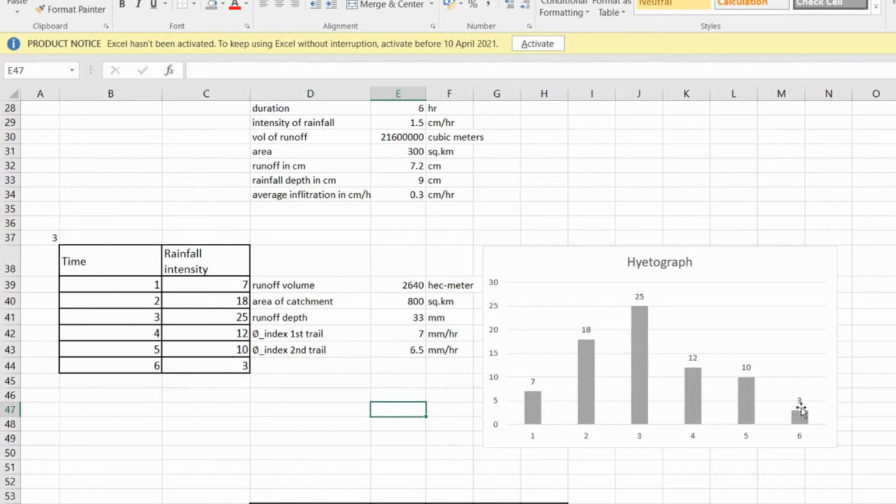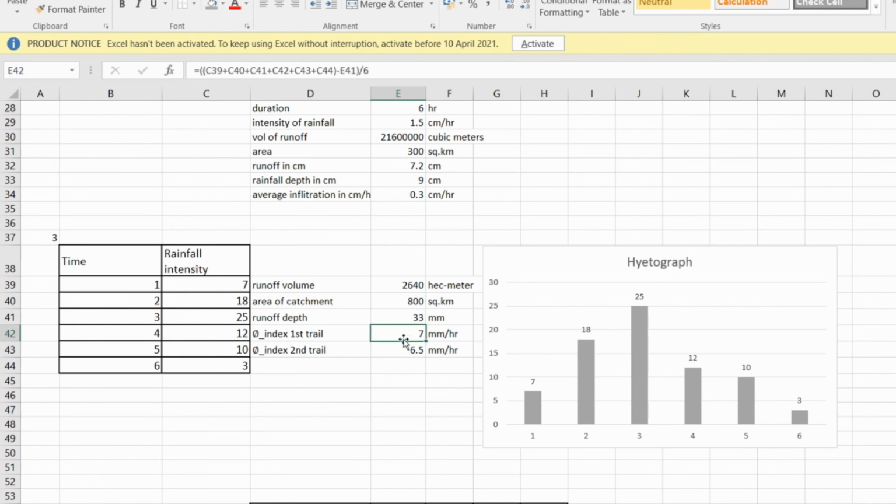rainfall for the last hour will be only 3 mm per hour, which means we should not include this. Whenever there is a value in the hydrograph which is less than your phi index, you have to exclude it in the next trial. In the first trial, I have included all of the rainfall intensities, but for the next trial you have to exclude the intensity which is less than the phi index which you calculated.